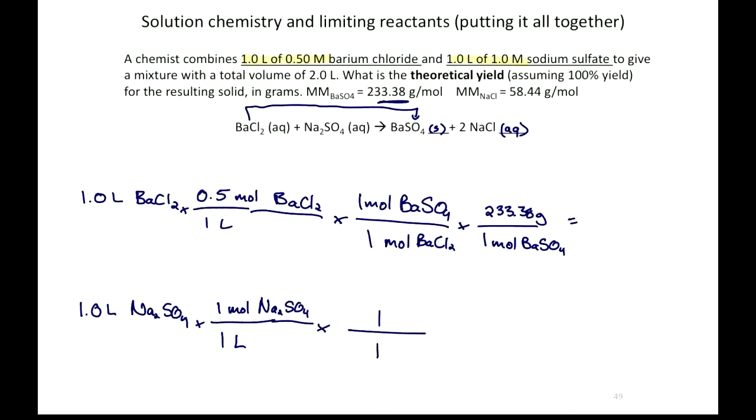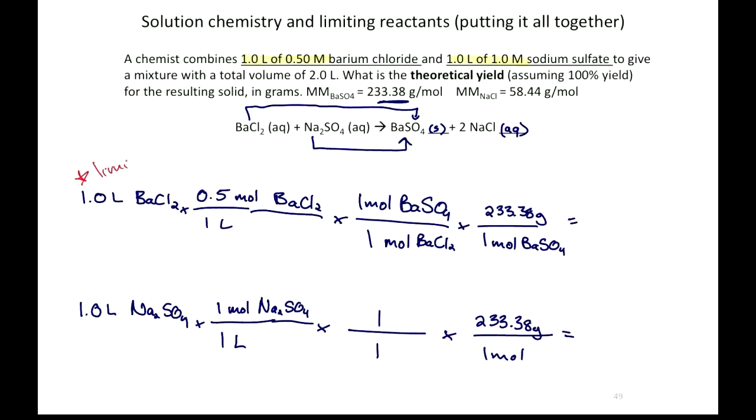I think it's a 1-to-1 ratio again for sodium sulfate to barium sulfate. And then I use the molar mass of barium sulfate to get a gram amount. And so what we see here, the limiting reactant is going to be the barium chloride.